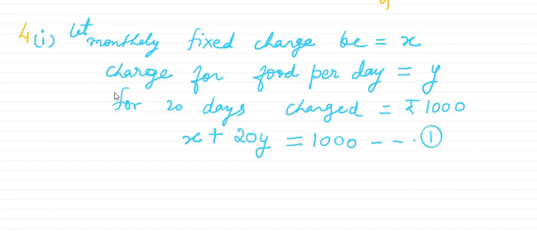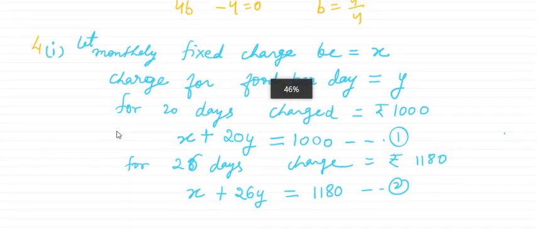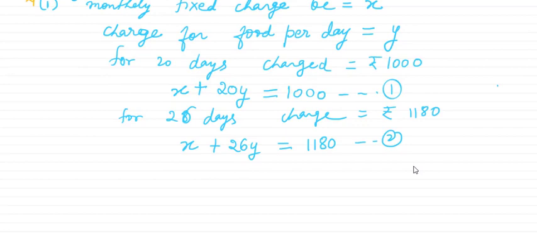Now another student B, who takes the food for 26 days, pays 1180 as the hostel charge. So for 26 days, the charge is rupees 1180. For this you can make another equation. The fixed charge will be x only, and for 26 days the food charge will be 26y, and that equals 1180. And now you can solve these two equations to get the values of x and y.